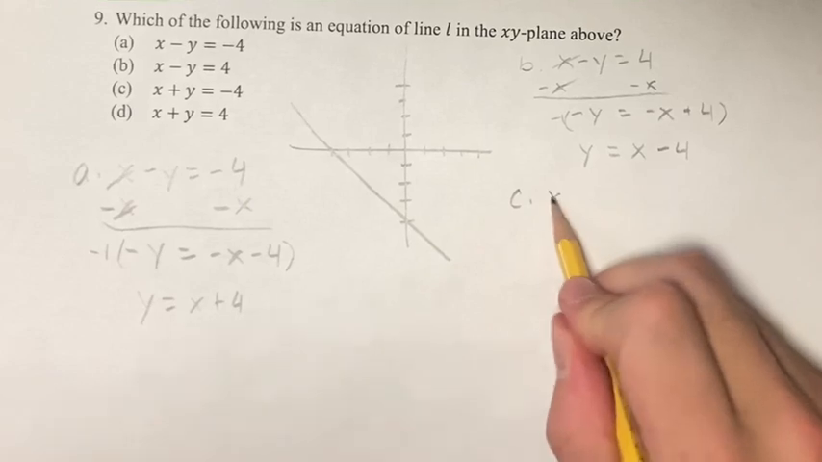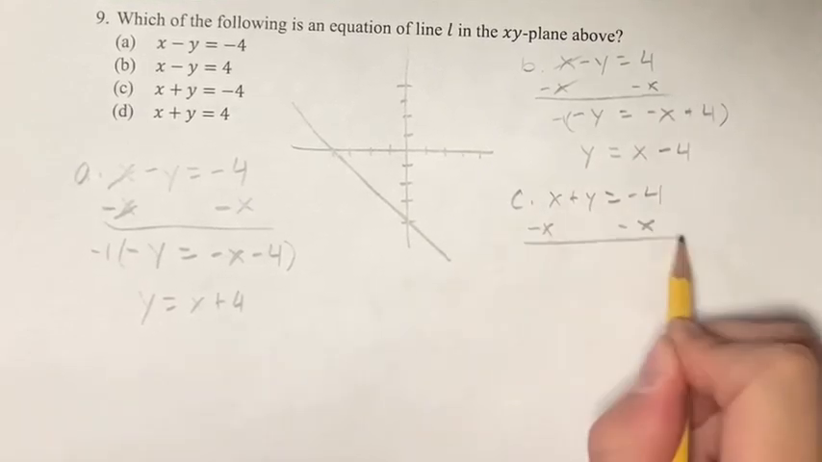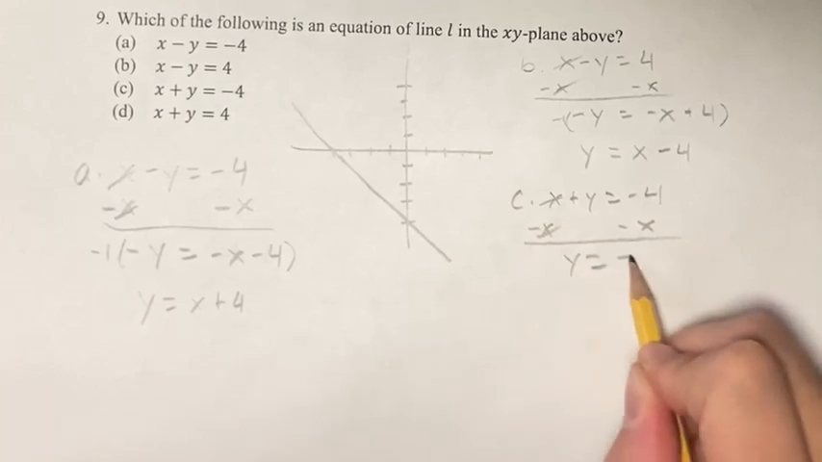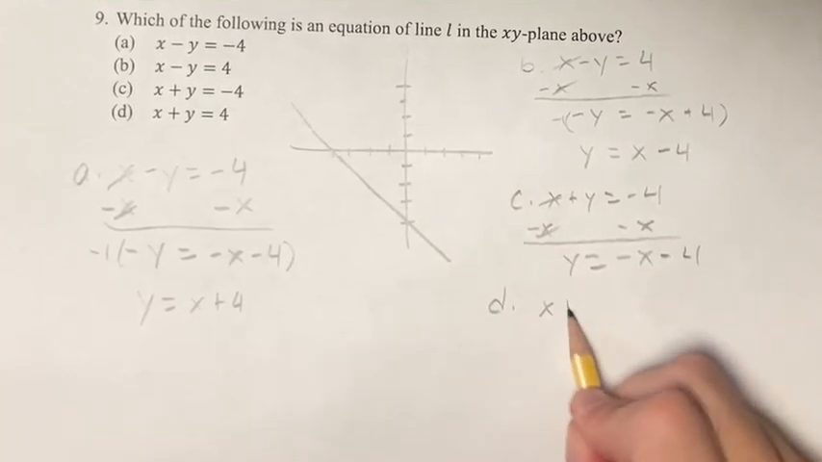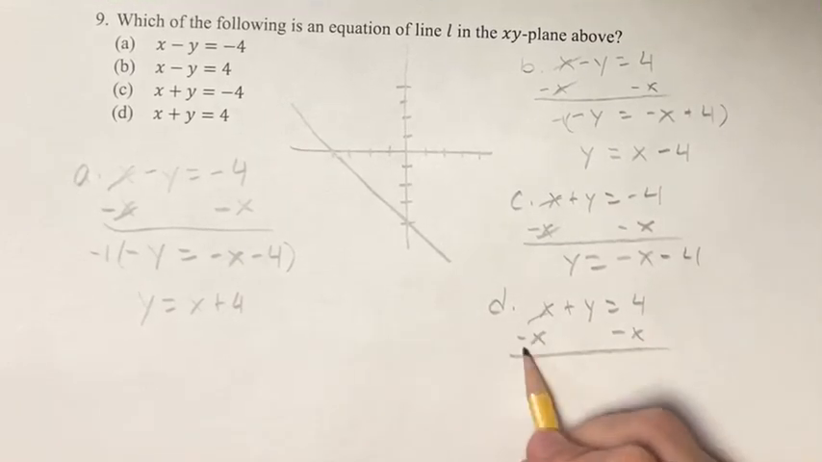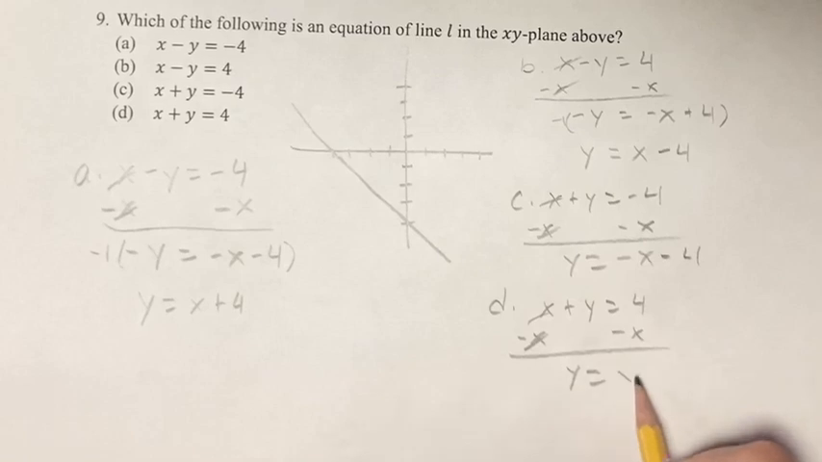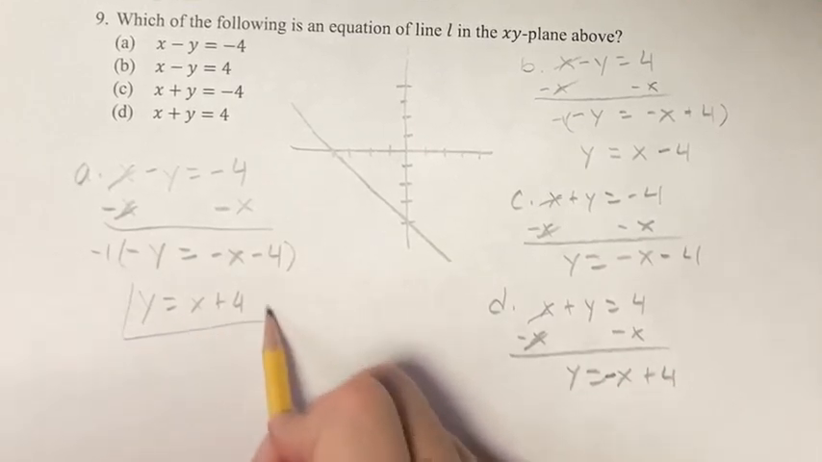C, x plus y is equal to -4. So subtracting x from both sides, we get y is equal to -x minus 4. Already all set in slope-intercept form. And then x plus y equals 4. Subtracting x, these cancel, we get y is equal to -x plus 4. So we have our four equations here.